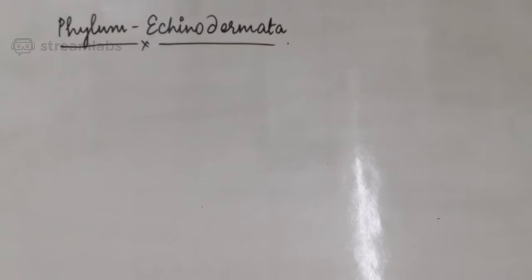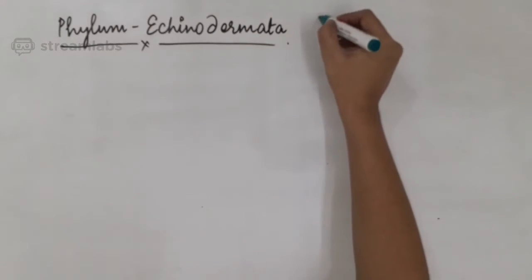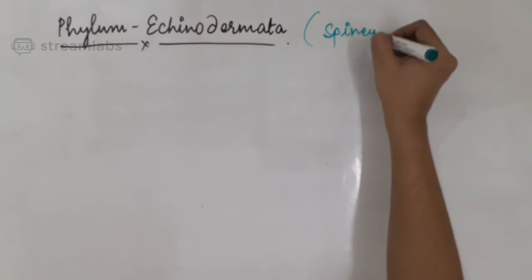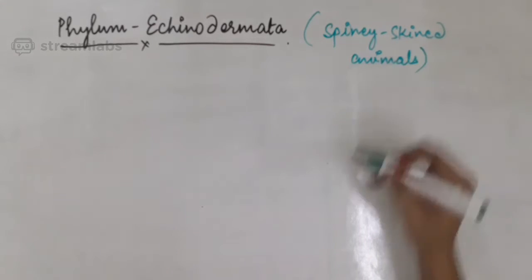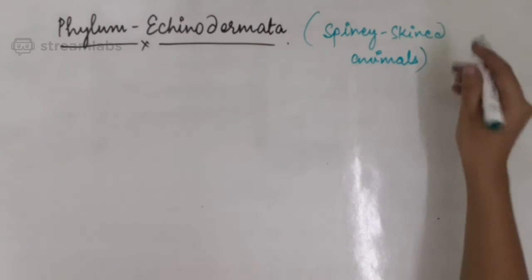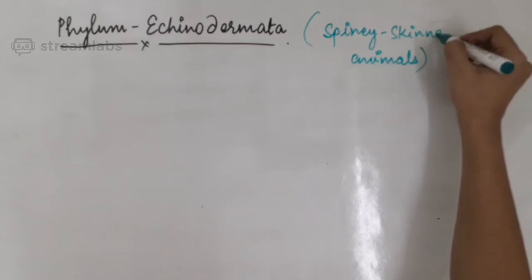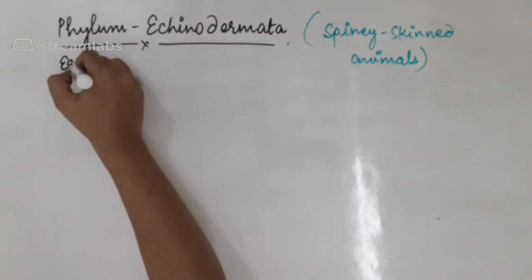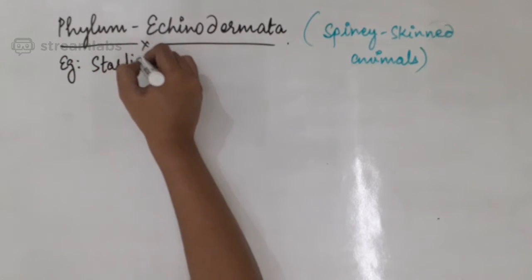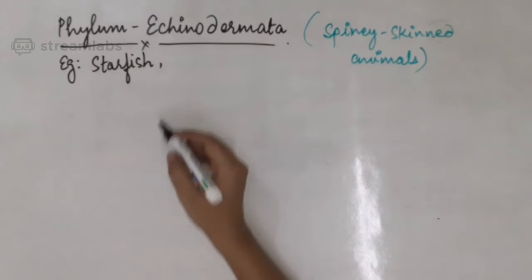This phylum includes the spiny skinned animals. This means that these animals have spines over their bodies, like starfish. Echino means spines, derma means skin. That's why they are called spiny skinned animals. Example, starfish. Apart from that, brittle star.